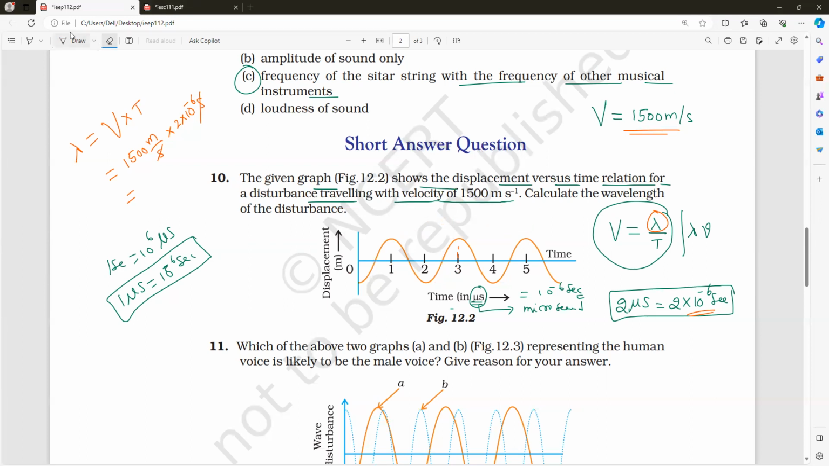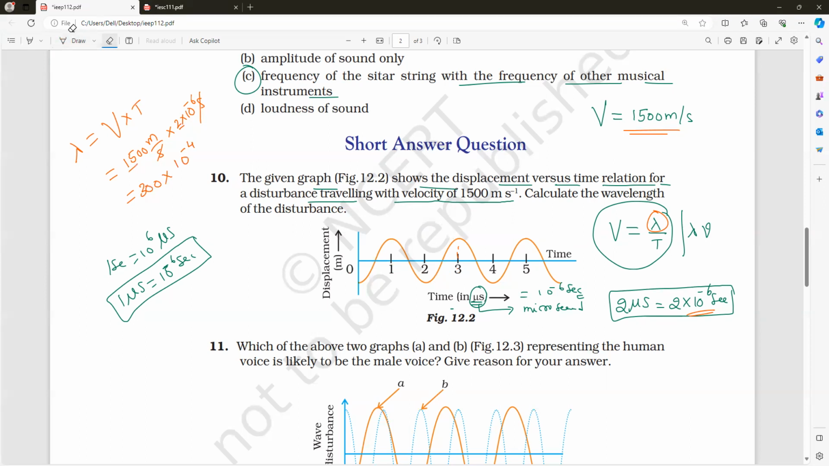So what is the answer now? 1500 into 10 power 2 into minus 6. So 15 twos are 30. 30 into, here two zeros are there, so I can reduce it. So what is the answer? Anybody? 10 power minus 4. Is it right?